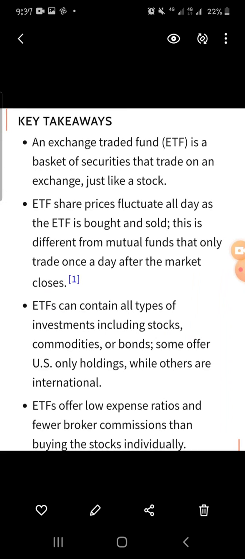So the key takeaway from this is a basket of securities, a basket of shares that trade on the exchange like stock. So the price at which they are bought and sold is different from a mutual fund that only trades once a day after the market closes. But with these ones, you can come anytime in the market and buy, and you can come and sell.